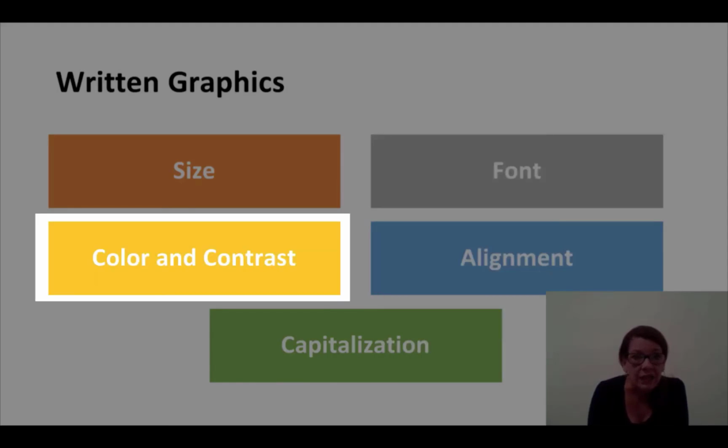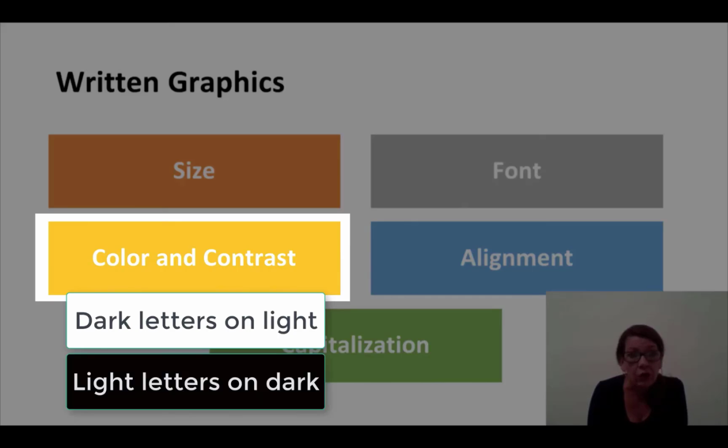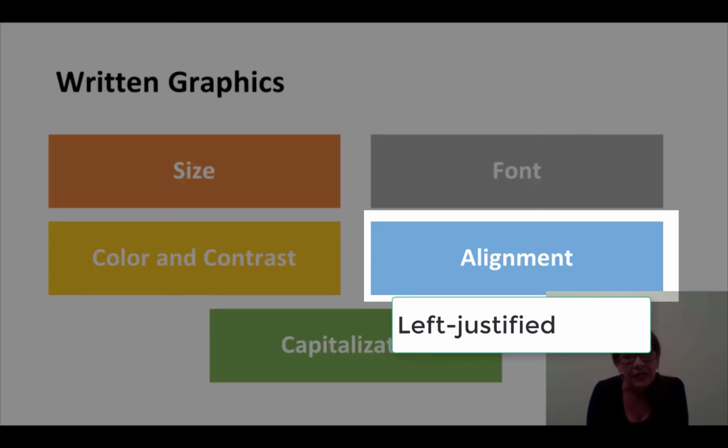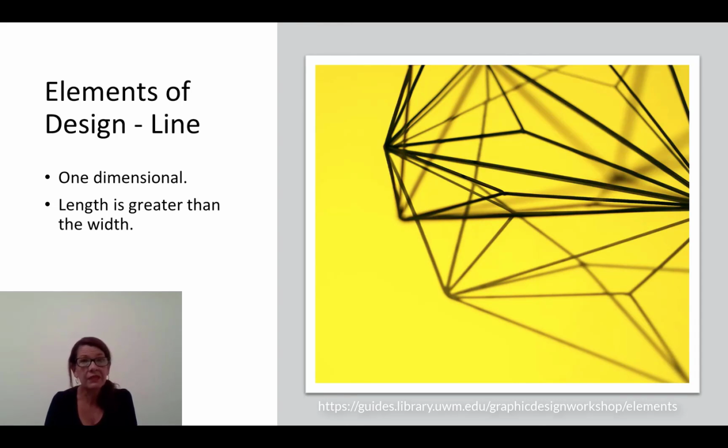Color and contrast. Color should be bold and simple. For good contrast, use dark letters on a light background or light letters on a dark background. Alignment. Since we read left to right, left justified text seems to be the most legible in displays. Capitalization. Use both upper and lowercase. Don't use all caps.